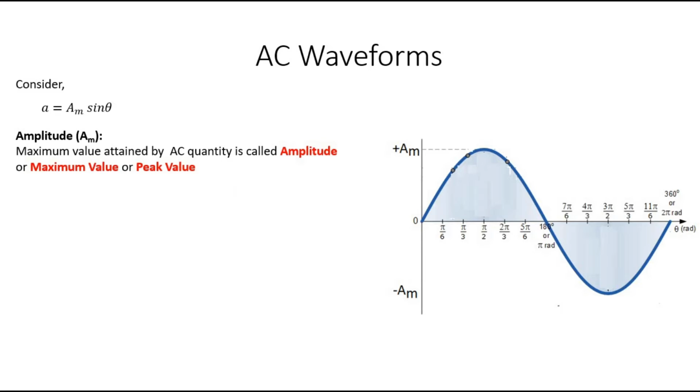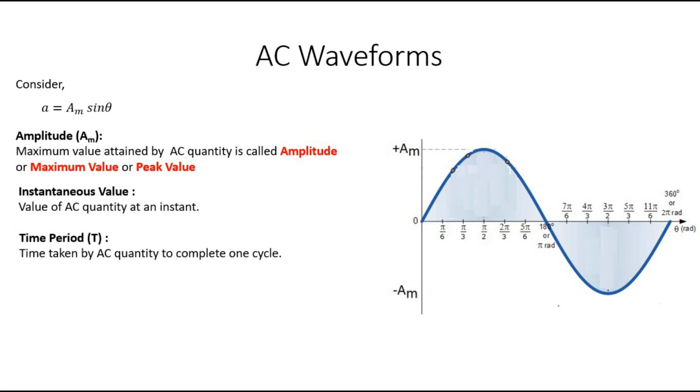Next one is instantaneous value. So if you are looking here, for an AC quantity, the value at each instant is different. So at any instant, if you are focusing on the value, it is called the instantaneous value. Value of AC quantity at any instant is the instantaneous value.